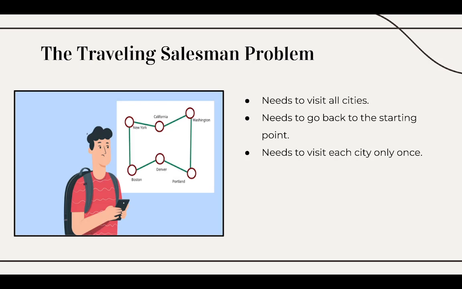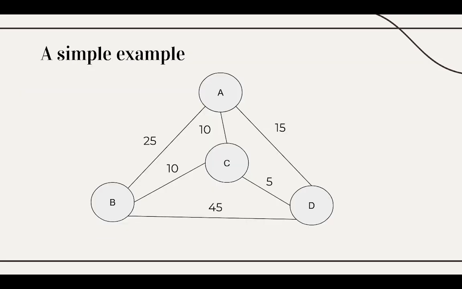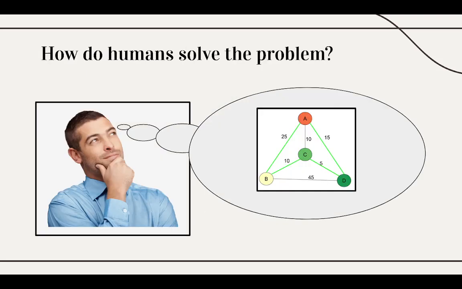There are reasons why this problem has been so studied over the years, and we can see a simple example here with this graph. Every letter is basically a city, and the lines represent the distances between the cities. It's very abstract, of course. We're not going to take into account the geography or anything like that, we're just going to focus on these different points, A, B, C, D, and the values between them. And so what we want to do is find the path that's going to give us the shortest value on those lines. And how would a human go about solving this problem?